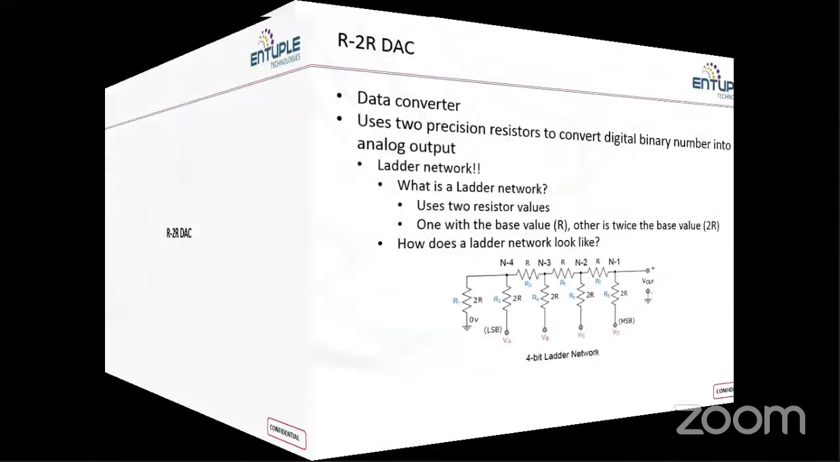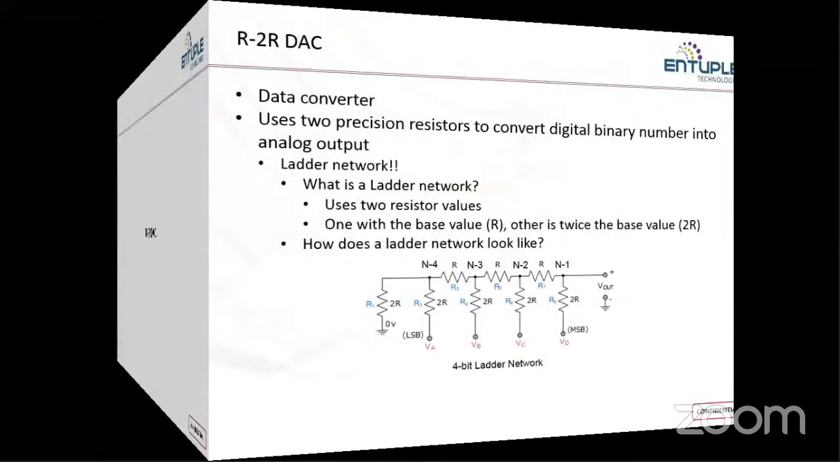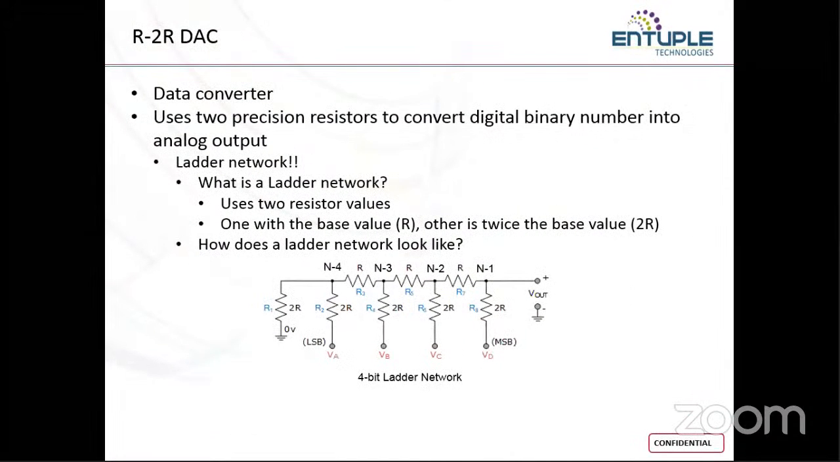Let us start with a slight theoretical background on the R-2R digital to analog converter. It is a digital to analog converter which uses two precision resistors to convert a digital binary number into an analog output, and it is going to be a ladder network. So what is a ladder network? We are going to use two resistor values, one with the base value R and the other going to be twice the value of the base resistor. And this is how the ladder network looks.